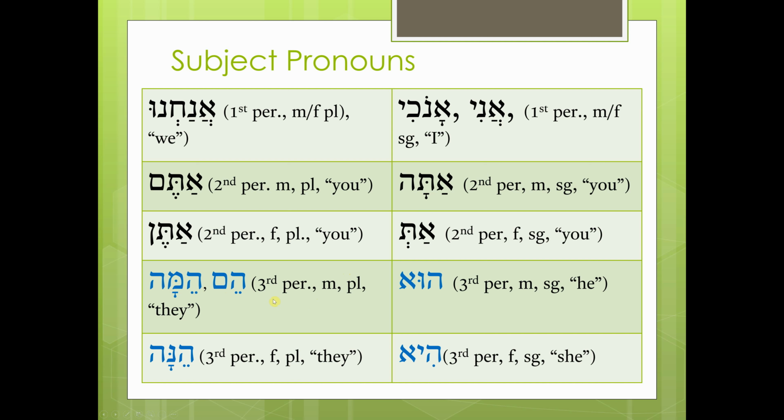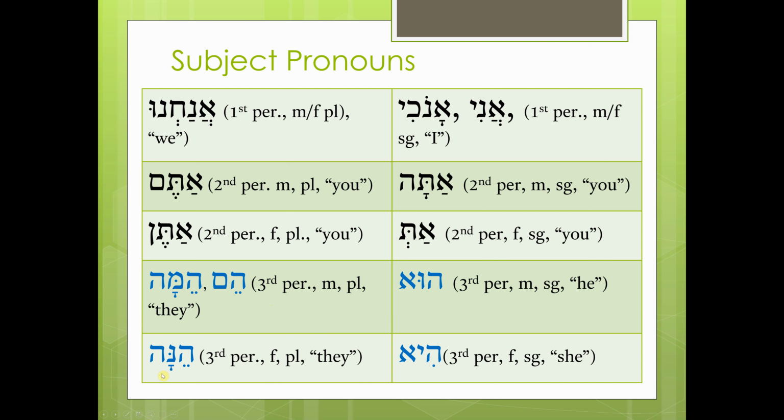Heim and heima, which is the third masculine plural, they. Okay, so third person referring to them, they, as a subject. They went to the store. They read the Torah. Whatever, you get the idea. Heim and heima. Now, for third person feminine plural, they, heina.